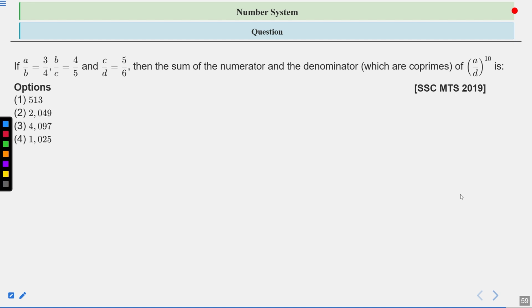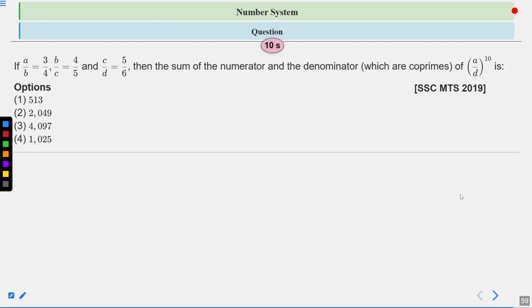If A by B equals 3 by 4, B by C equals 4 by 5 and C by D equals 5 by 6, then the sum of the numerator and denominator, which are co-prime, of (A by D) to the power 10 is? This question was asked in the SSC MTS exam in 2019. So there are 4 options. First one is 513, second is 2049, third one is 4097 and fourth one is 1025.